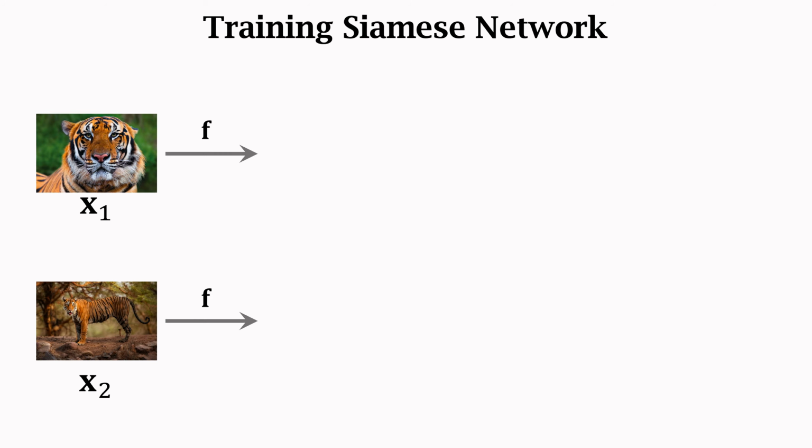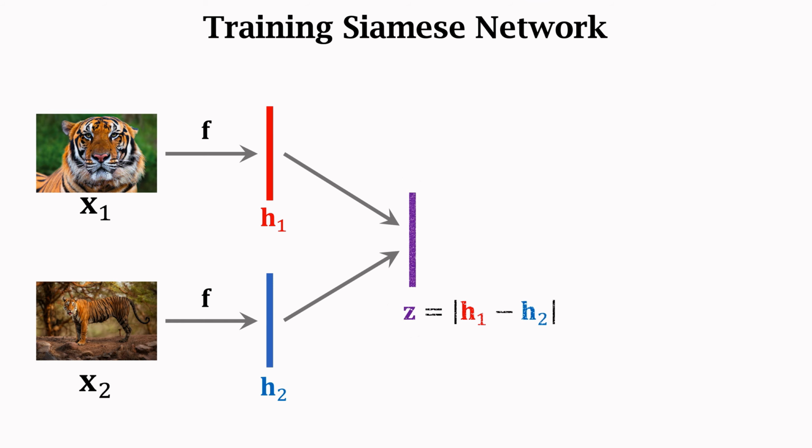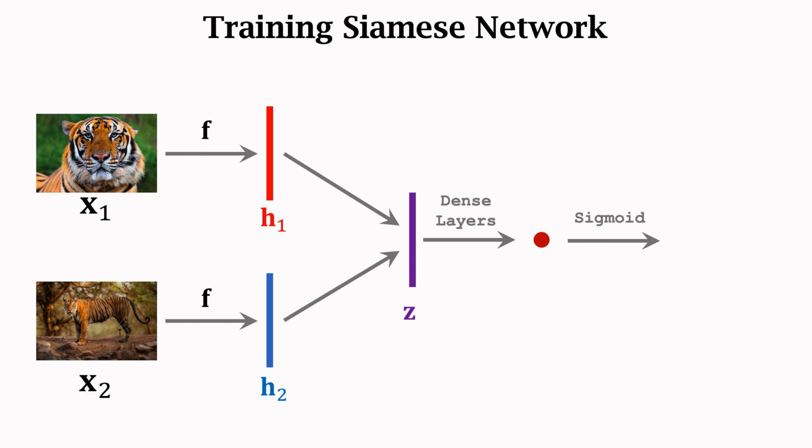Then, calculate h sub 1 minus h sub 2. The result is a vector. Take the absolute value of every entry in the vector. Let the result be vector z. Z is the difference between the 2 feature vectors. Then, use several dense layers to process the z vector. The output of the layers is a scalar. Finally, apply the sigmoid activation function upon the scalar and obtain a number between 0 and 1.